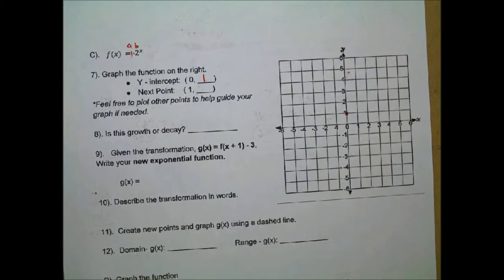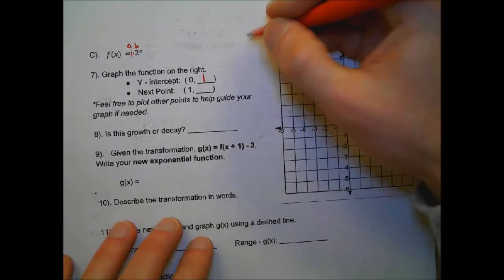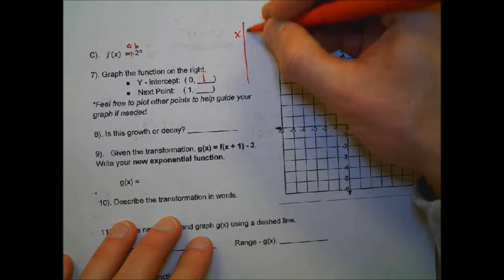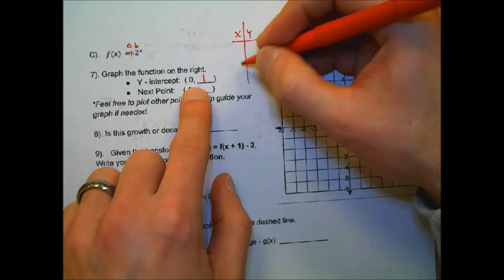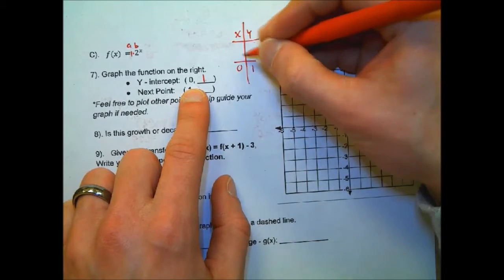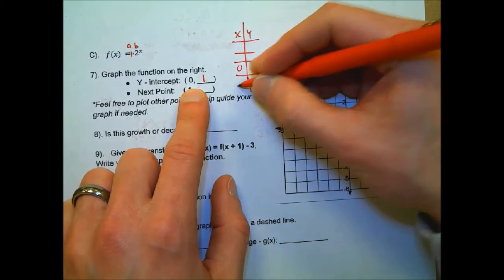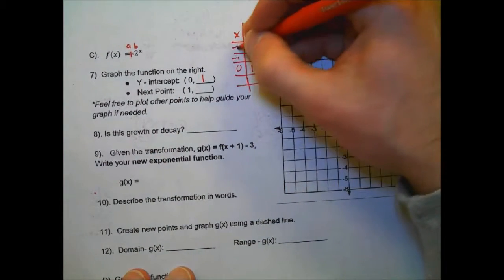Okay, we'll get to that. But you're right. Now I'm going to make a table to help me graph the rest of this graph. I'm going to put that y-coordinate in the middle. I'll do 2 points before, 2 points after. I'll go -1, -2, and then 1, 2, like that.